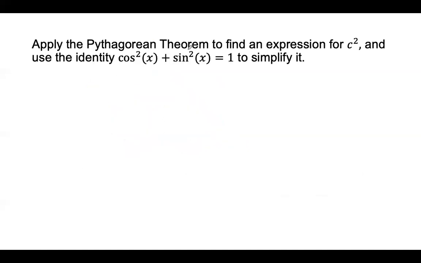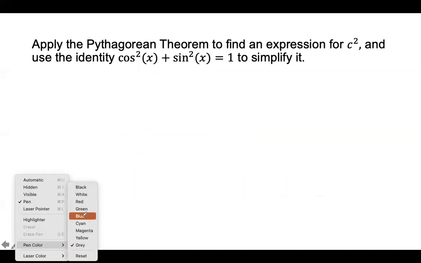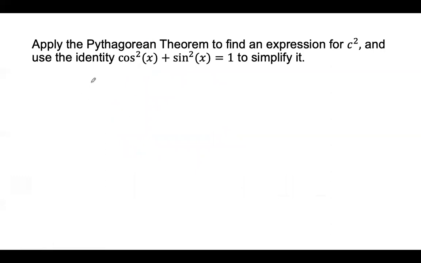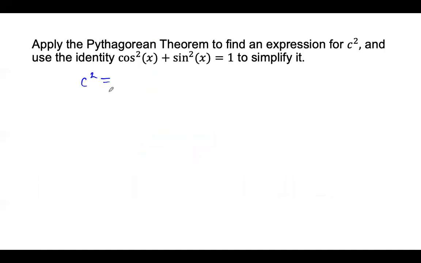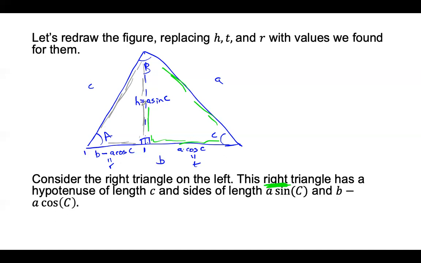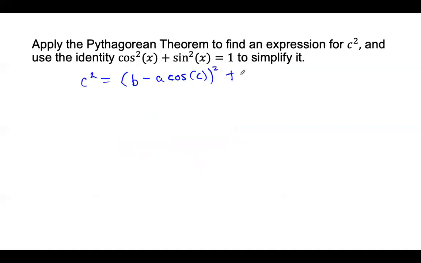We're going to apply the Pythagorean theorem to this expression for C squared and use the identity to essentially simplify it. So if we remember, c squared, and if I go back, looking at, let's say, the left triangle, is h squared plus r squared. So r squared is equal to (b minus a cos c) squared. Let's write that down. So that's going to be equal to (b minus a cos of c) all squared plus, let's go back, our h squared. Our h is equal to a sine c, so plus (a sine of c) squared.